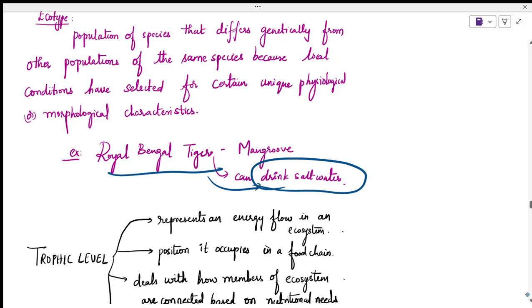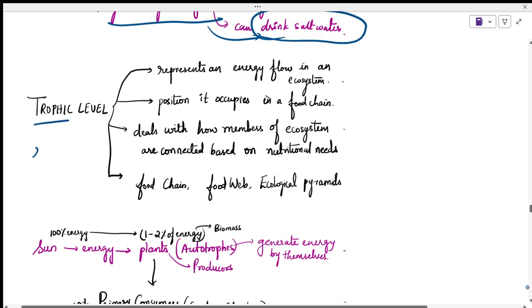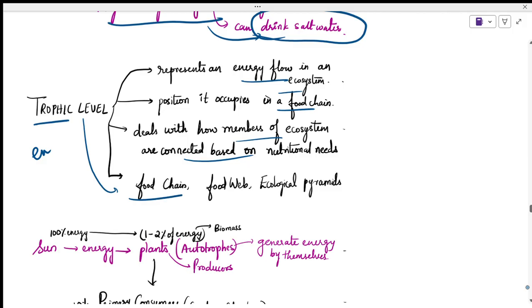Okay. Then trophic levels. Trophic, I told, means energy level. Trophic level represents energy flow in an ecosystem, and it also tells what position an organism is occupying in the food chain. It also deals with how members of an ecosystem are connected on the basis of nutritional needs, and it is also used in food chain, food web, and ecological pyramids, which we'll be seeing now.